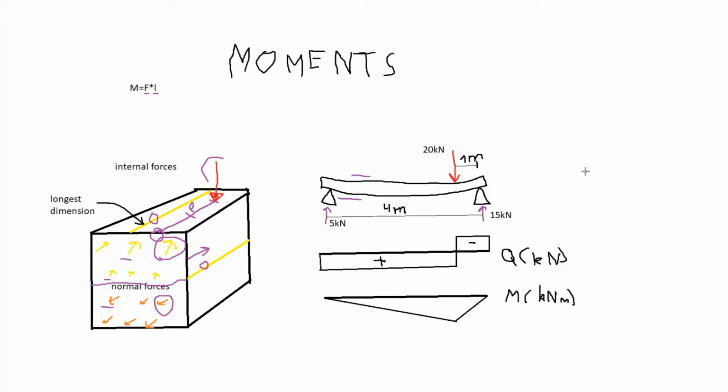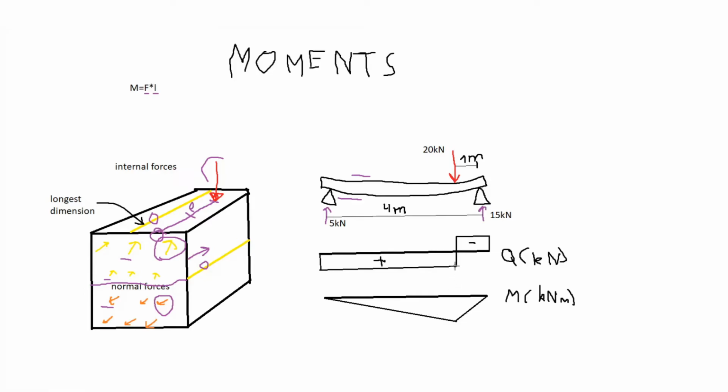We draw a moments diagram to the side of the beam or a column where the fibers of the beam or a column are stretched. So the moments diagram has to be on the lower side of the beam.